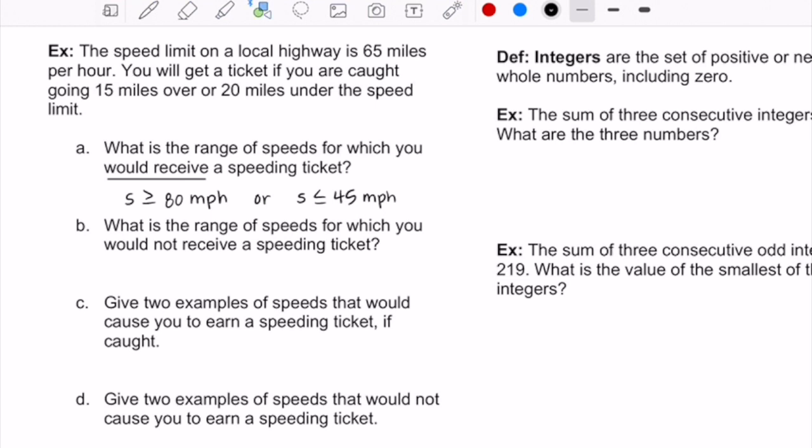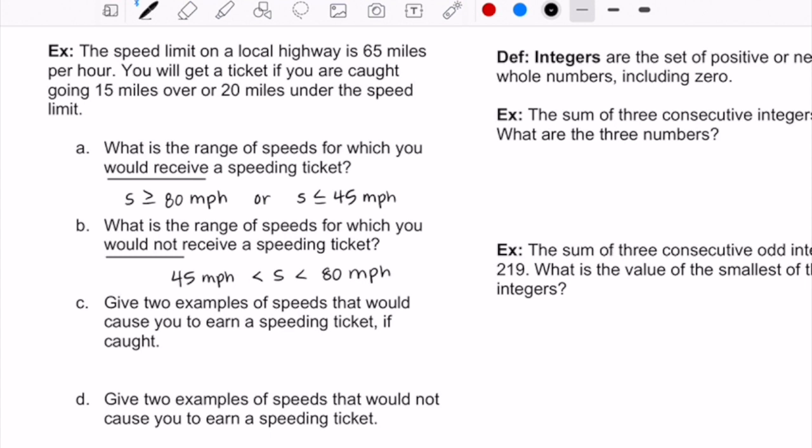The next one says, what is the range of speeds for which you would not receive a speeding ticket? You would not receive a speeding ticket if you were going the speed limit, or if you were going 20 miles under or anywhere up to 15 miles over. And so again, letting S stand for speed, you would not receive a speeding ticket if you were going anywhere in between 45 miles an hour and 80 miles per hour.